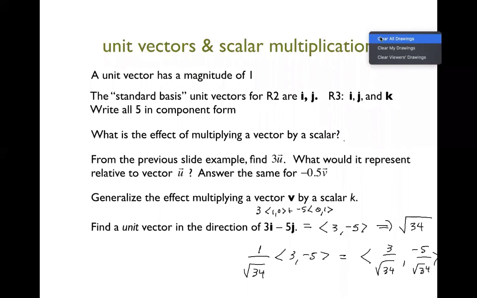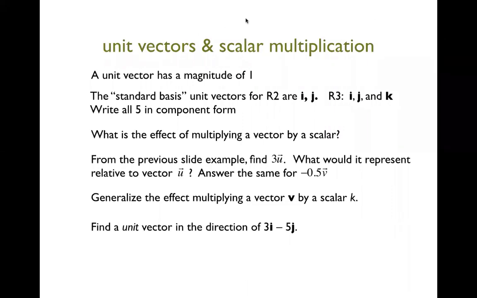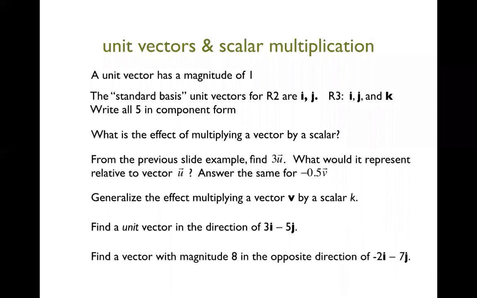Makes sense. Okay, how about this next one then? All right, so now this takes us to the next level. Find a vector that has magnitude 8 in the opposite direction of negative 2, negative 7. So what about 8 times negative 2, negative 7? Does that do it? No.